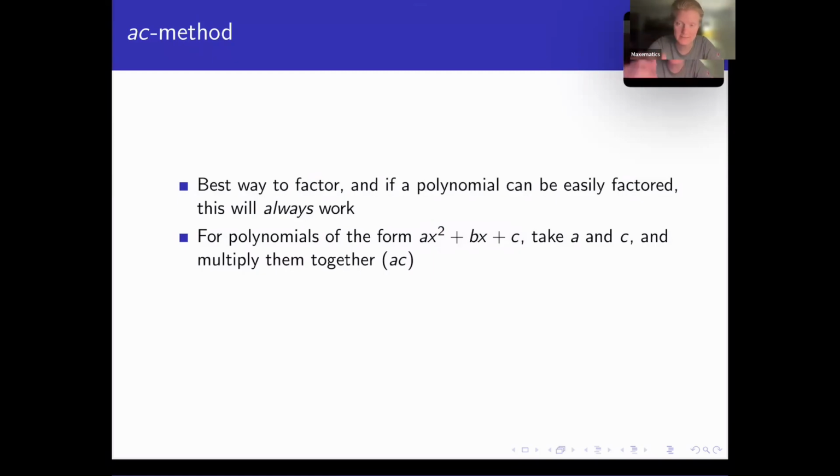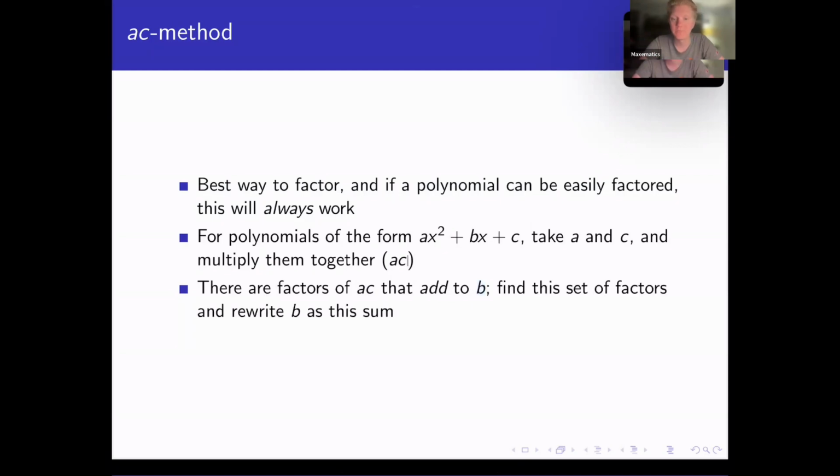A times C, AC. There are factors of AC that, when you add them, add to B. So they multiply to AC, right? We want them to multiply to this number AC. But when you add those factors, they add to B. So we're using all of A, B, and C here. So we find this set of factors and we rewrite B as this sum. It's going to sound a little complicated to start. When we do examples, it's going to make a lot of sense.